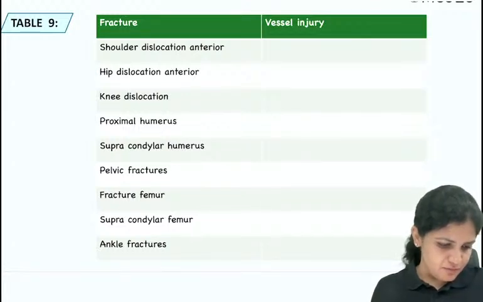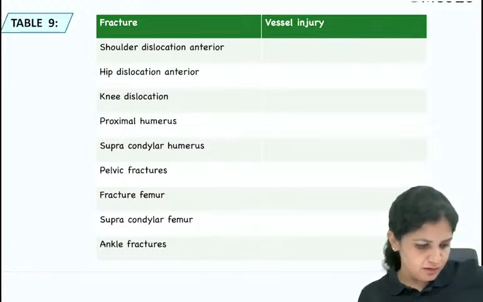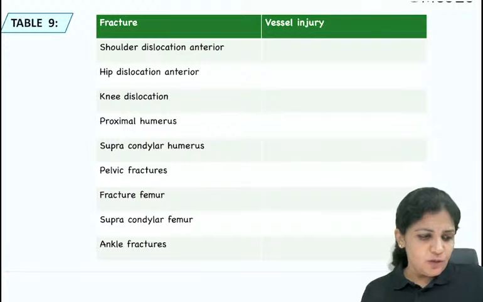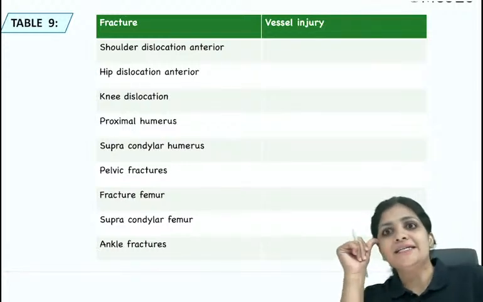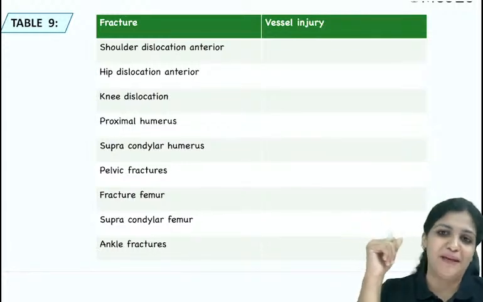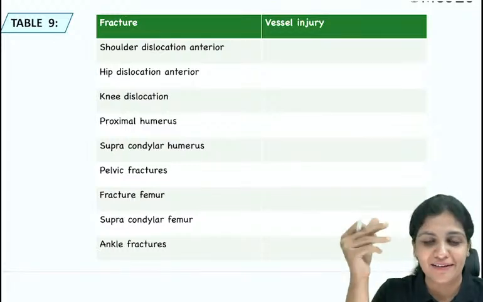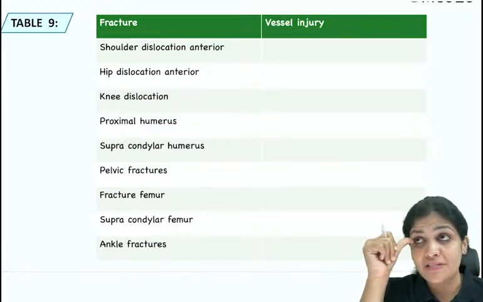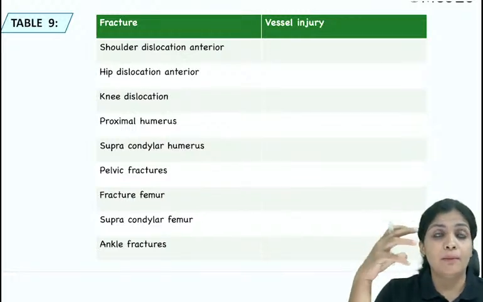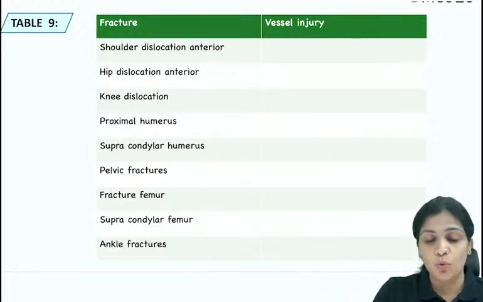Ma'am, is SLRT done for malingering? Yeah, you can. See, SLRT is subjective. Patient has to wince with pain. Then only we can tell whether it is positive or not. Active SLRT and passive SLRT, both, the patient has to do it. In the passive SLRT, you do it.